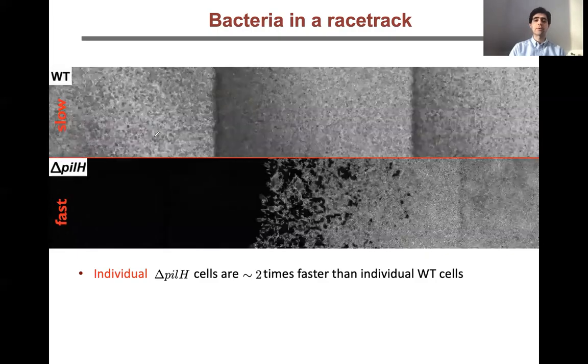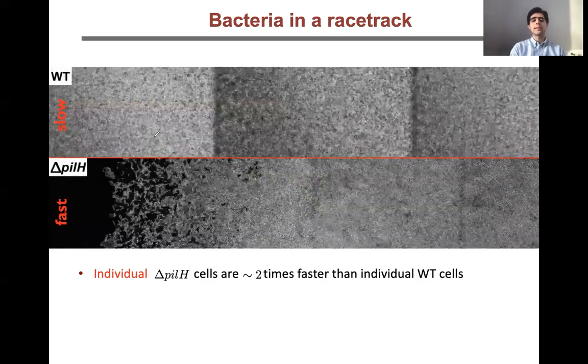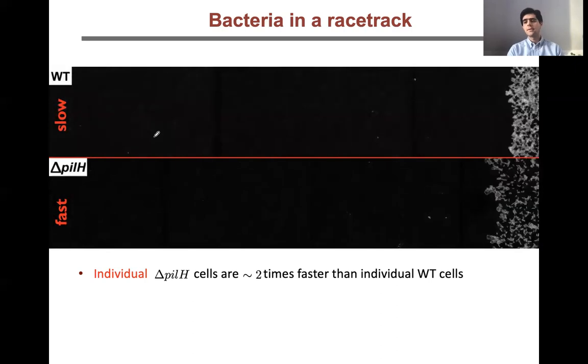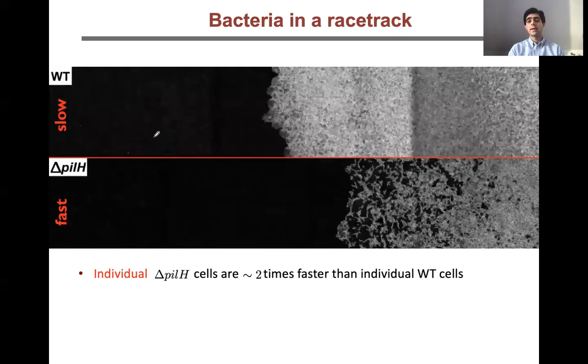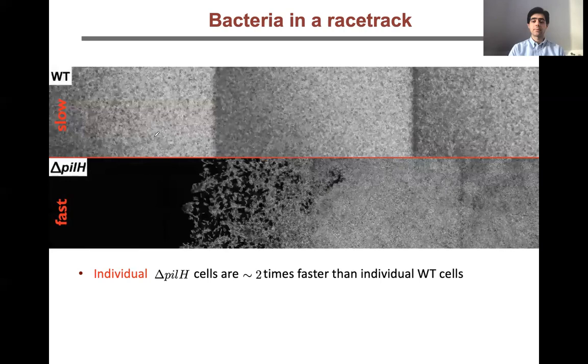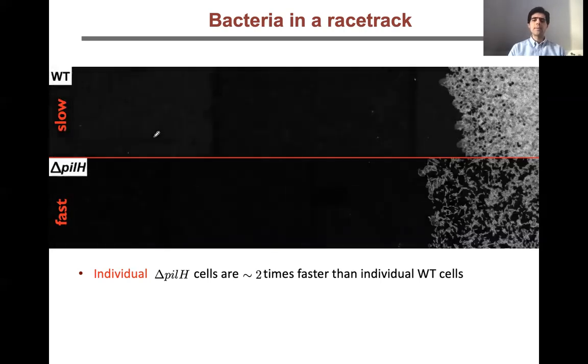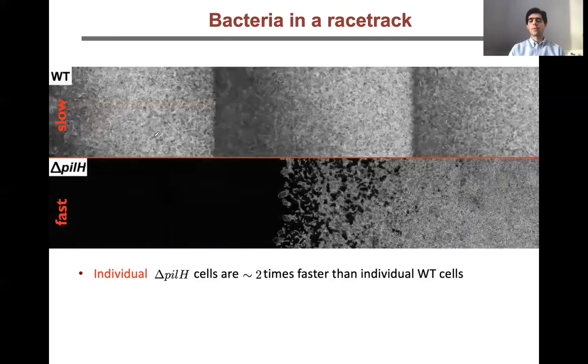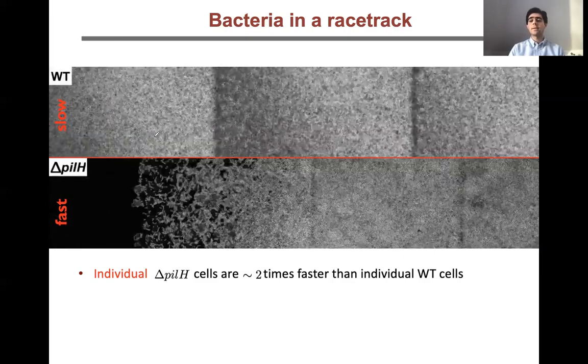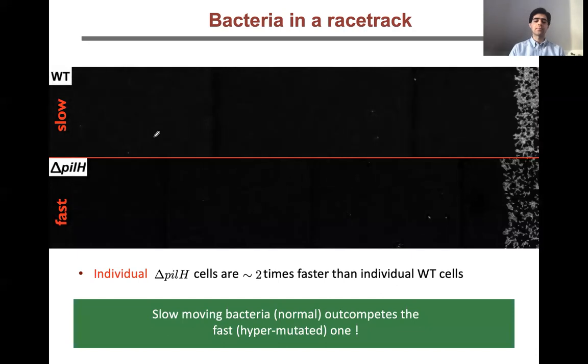Why is that happening? We wanted to understand why this sort of counterintuitive behavior emerges collectively when bacteria invade spaces. We first asked, maybe there's something with the racetrack geometry. Does the same thing happen when we mix these 2 types of bacteria together?